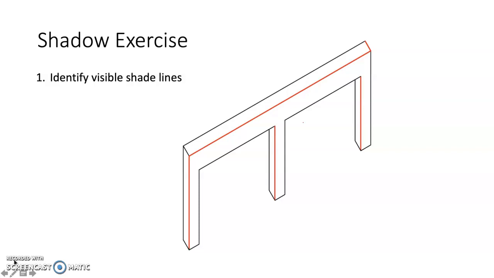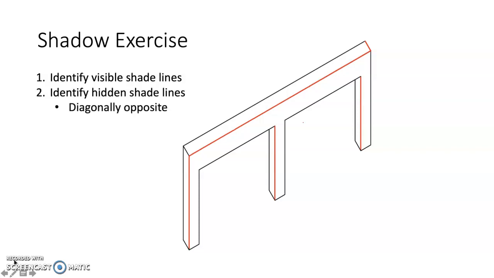Based on that, these are our shade lines. The top is always lit, and because we're casting the shadows to the right, the right surface will be in shade. When we have repeating elements, such as the columns, they will have the same pattern. We just need to determine what's going to be the shade line on one, and then it will occur on all three.